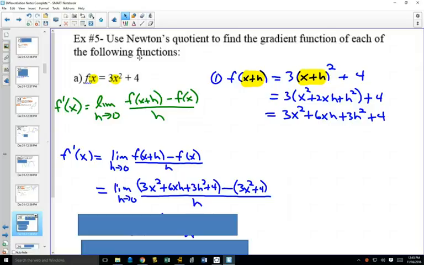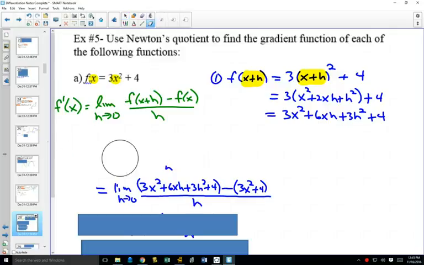You don't have to rewrite the definition of the derivative again. Or I'll erase it for you so you don't start rewriting it. So I replaced the f of x plus h with this. I replaced f of x with just what the original function was, and it's still all divided by h.